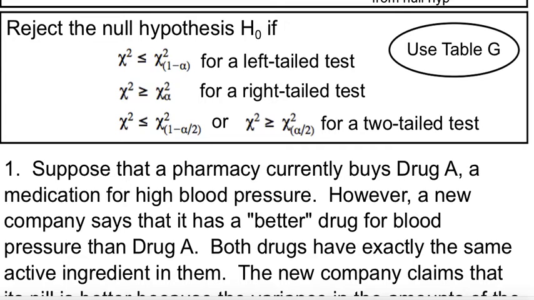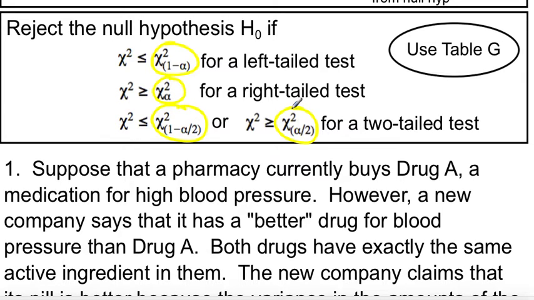And we will reject the null hypothesis if one of these three things is true. For a left-tailed test, if the value that we calculate is less than our critical value, we reject. For a right-tailed test, if what we calculate is more than our critical value from the table. And for a two-tailed test, we have to find two of them, so either less than one or greater than the other.